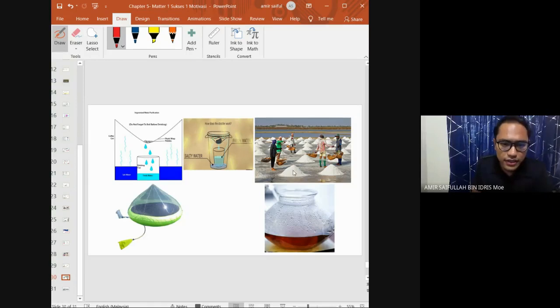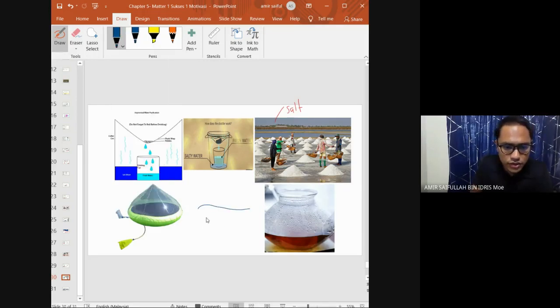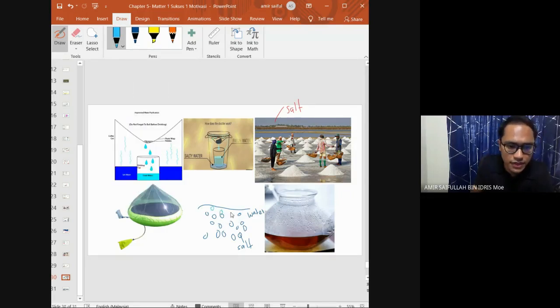So you can see evaporation happen in making the salt. So this is the salt water, seawater. Seawater has salt and also it has water. So around here is the water lah. Around here is the water. It's a mix. Okay, it is mixed.